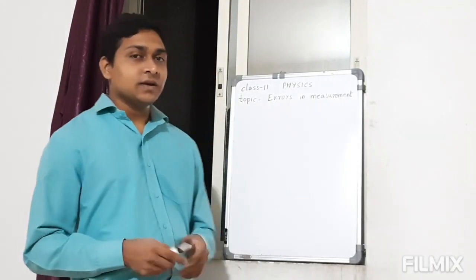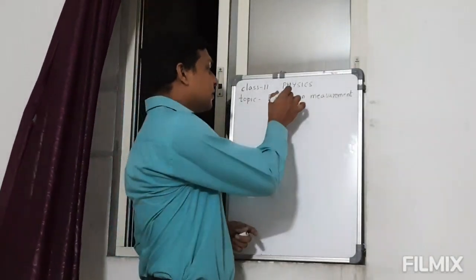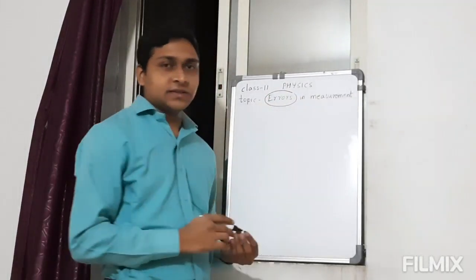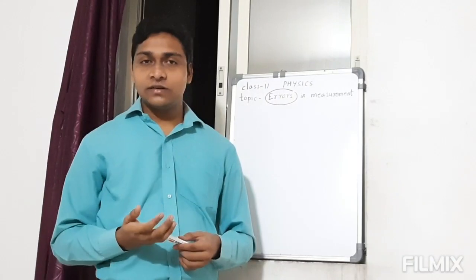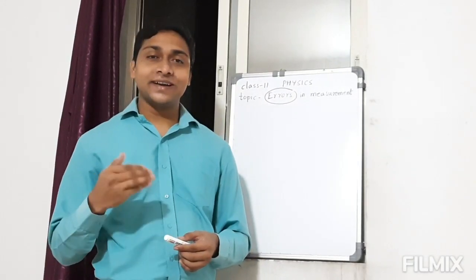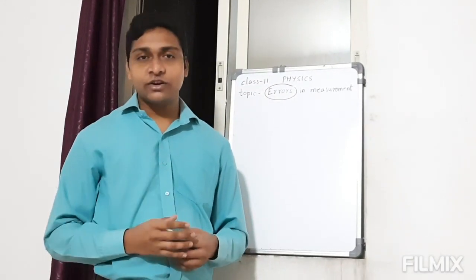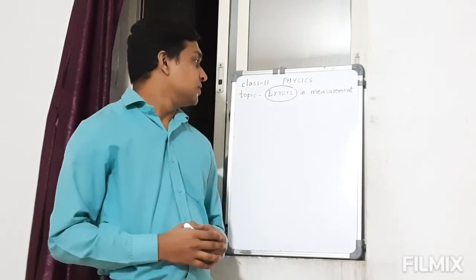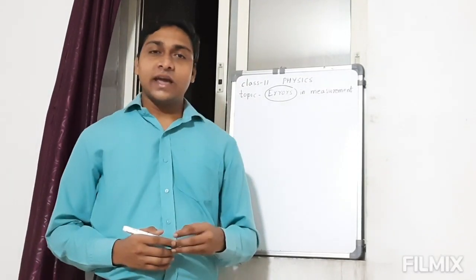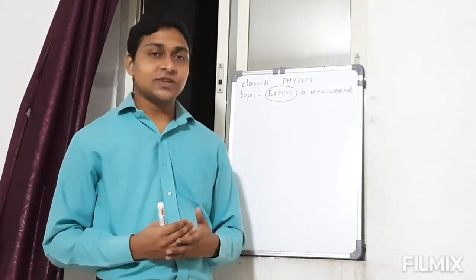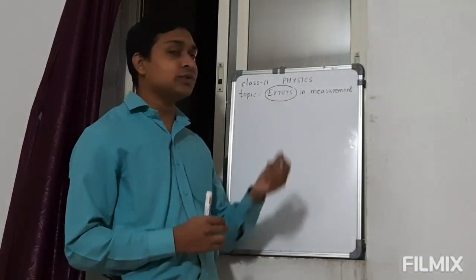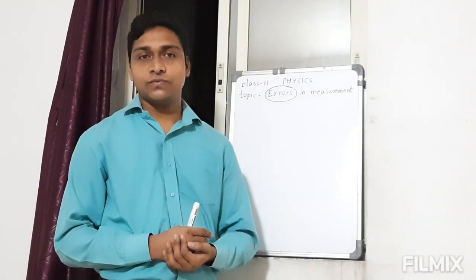So errors are also there in physics. It is better to know your errors. If you know your error, you can correct it properly and you get accurate knowledge of physics. So we can minimize the error by knowing its nature. First of all, it is very important to know the different types of errors.